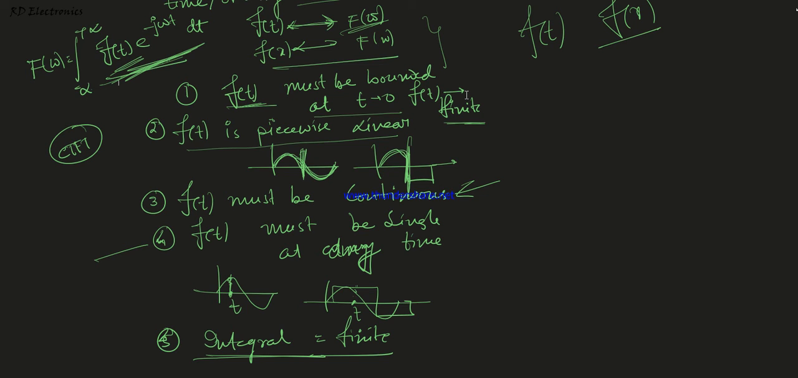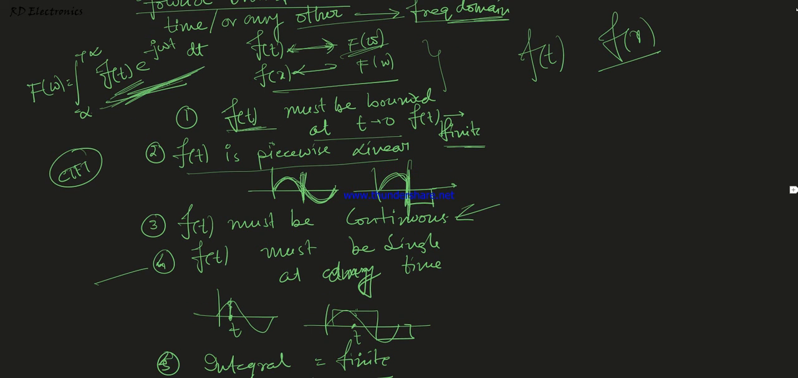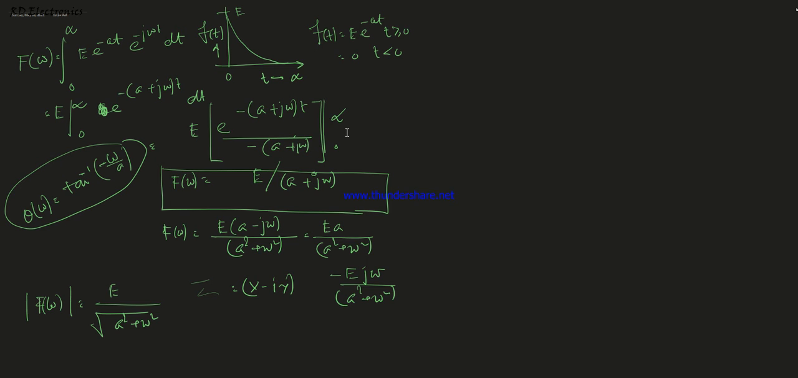Okay, so this is the basic fundamental theory of the Fourier transform. Now we talk about one signal. This is our signal, this is an exponential signal, single sided, and these are the mathematical definitions of this equation.